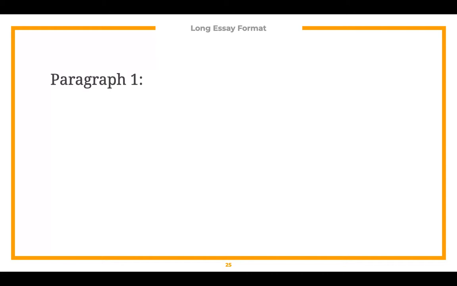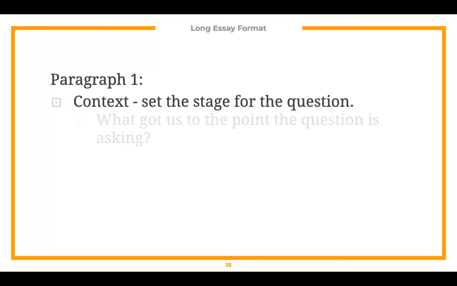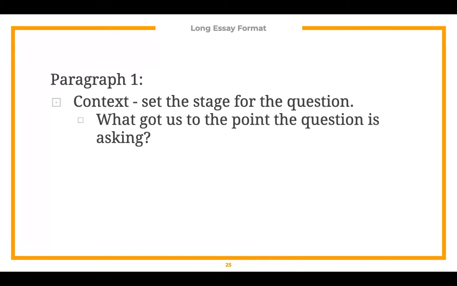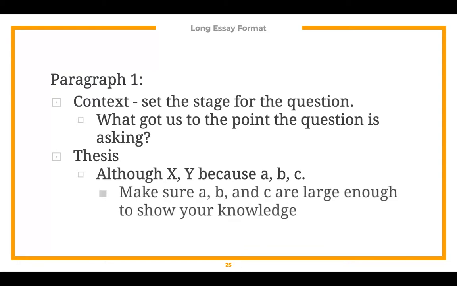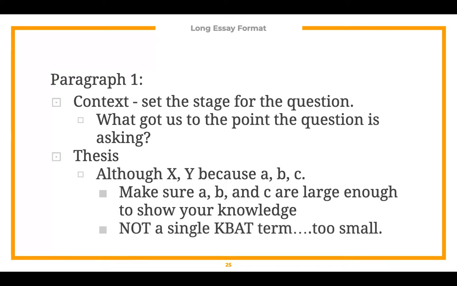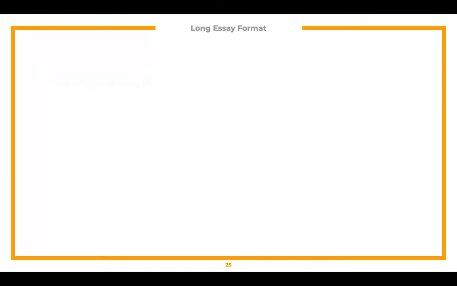The format for this essay goes like this. Context: what's going on? What led us to the question? That needs to be in your paragraph 1. That's part of your intro. And then you need to have your thesis. Remember in class we talk about the although X, Y because ABC. So this is paragraph 1, and it needs to be pretty consistent. It should probably be about 4 sentences. Make sure your A, B, and C are large enough to show your knowledge, but not so small that it narrows your argument and your points.